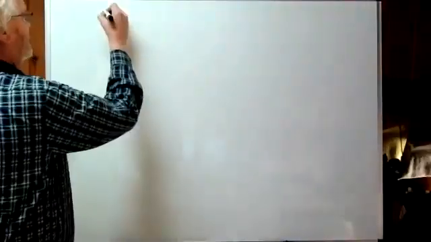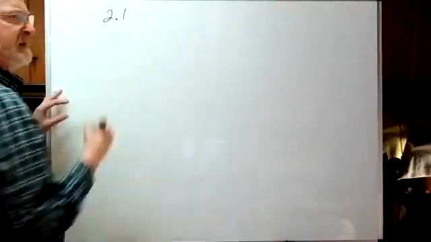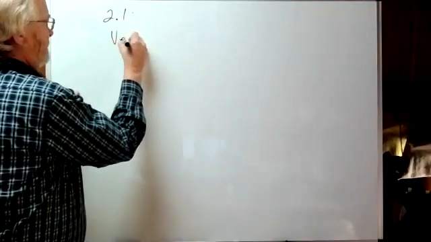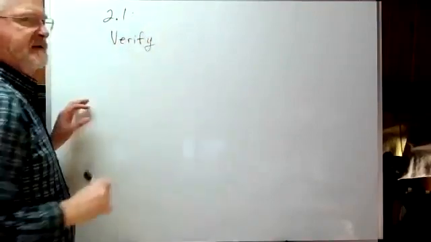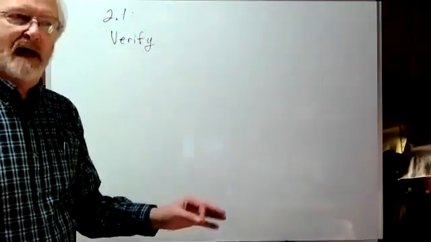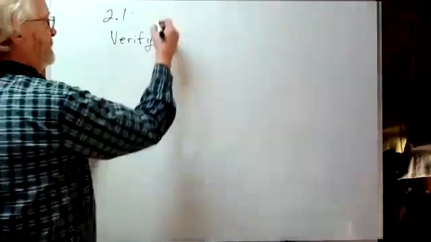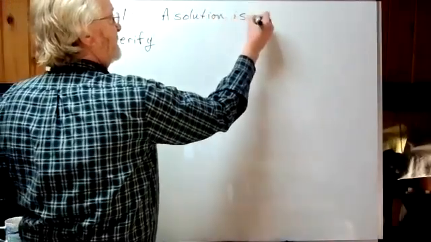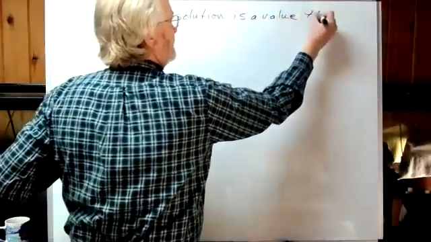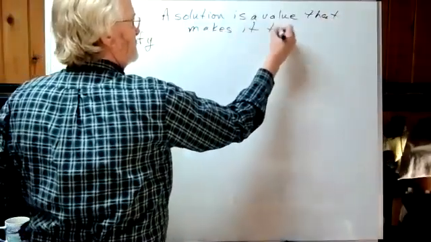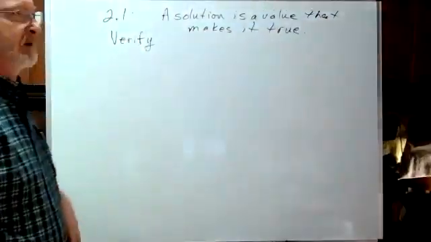Solving equations. 2.1. We use addition and subtraction. Well, the first thing though we're going to do is verify. Is a certain value a solution? I already said it, but let's say it again. A solution to an equation is going to be a value for the variable that makes it true. Value that makes it true. Okay, we're looking for solutions.